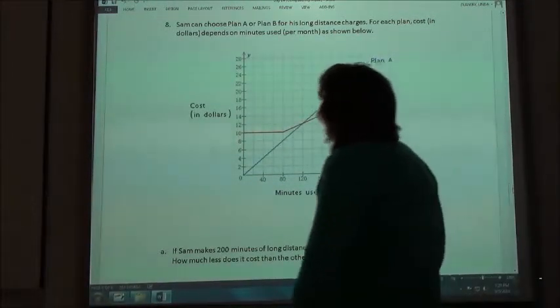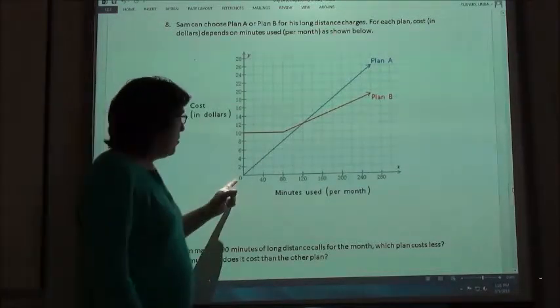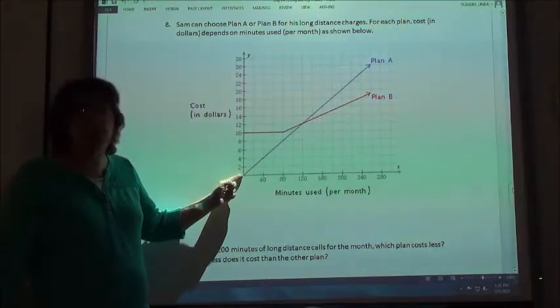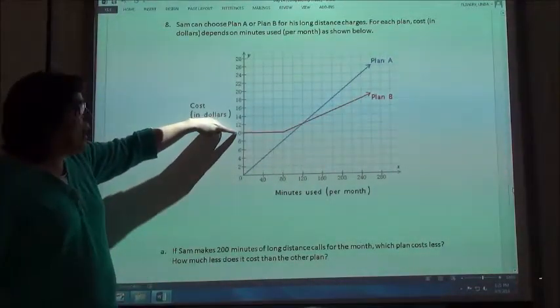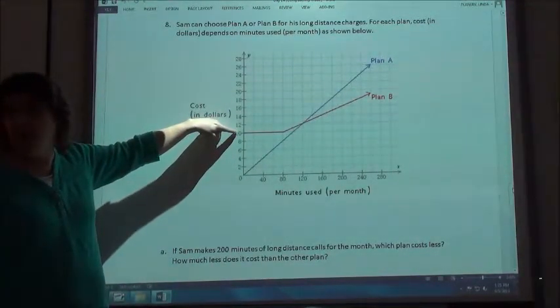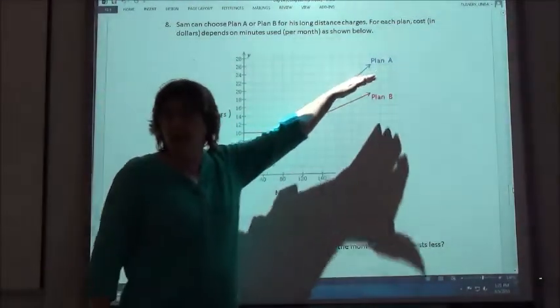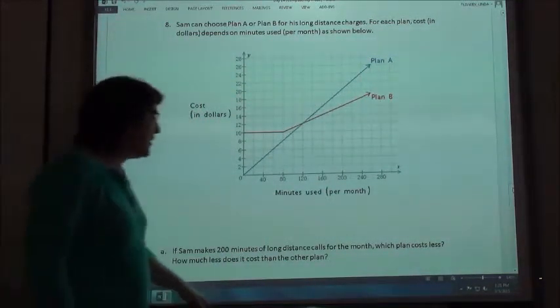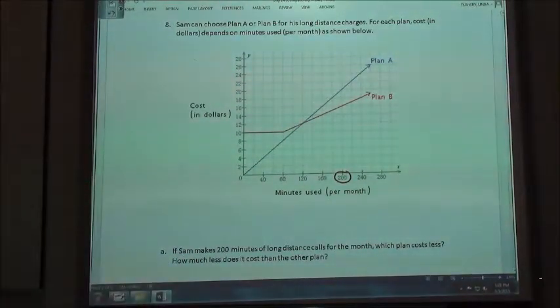Sam can choose Plan A or Plan B for his long distance charges. For each plan, the cost in dollars depends on the minutes used per month as shown below. So, option A starts out, if I don't make any phone calls, I don't have to pay any money, and my price increases as I go along. Option B, I have to pay $10 just to have my phone, whether I talk on the phone or not, for the first 80 minutes. Then after that, it starts going up if I talk more than 80 minutes. So it says if Sam makes 200 minutes of long distance calls, which plan is going to cost me less?